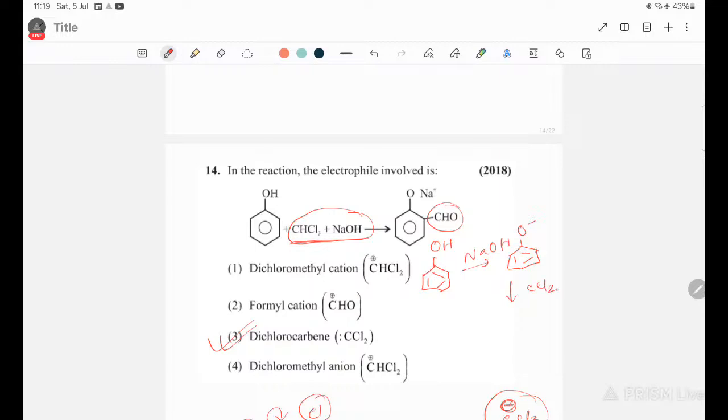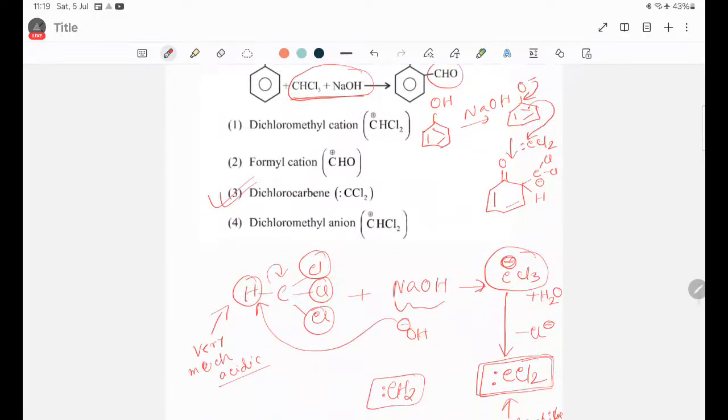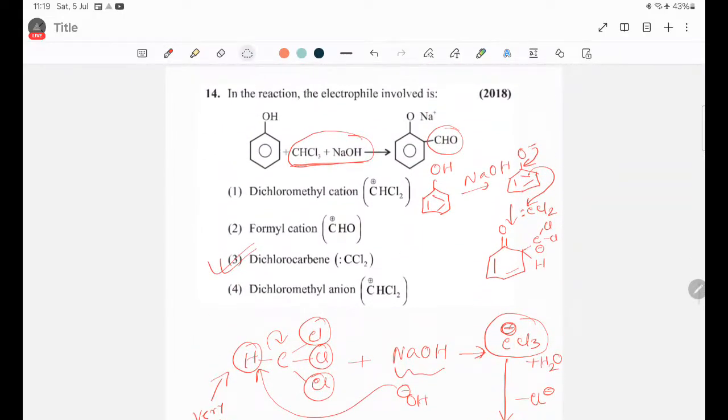Now the electrophile is CCl2, that is dichlorocarbene. Now this O minus can take part in resonance, and this double bond can attack the CCl2, dichlorocarbene. So it will be converted into this. This CCl2 minus, here one hydrogen will be there, and this intermediate will be formed.